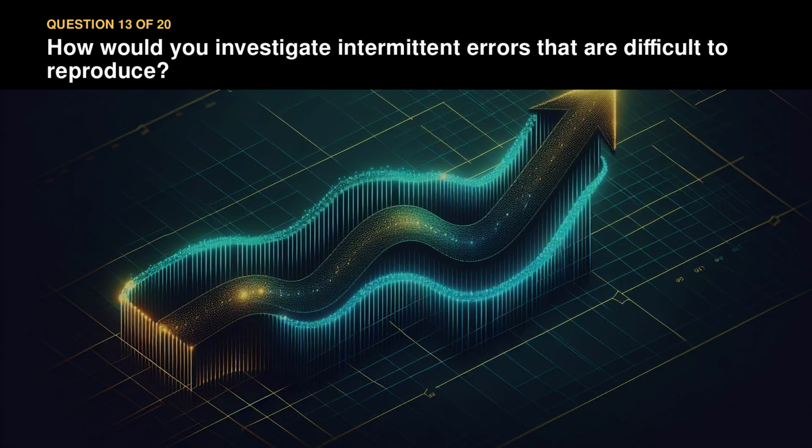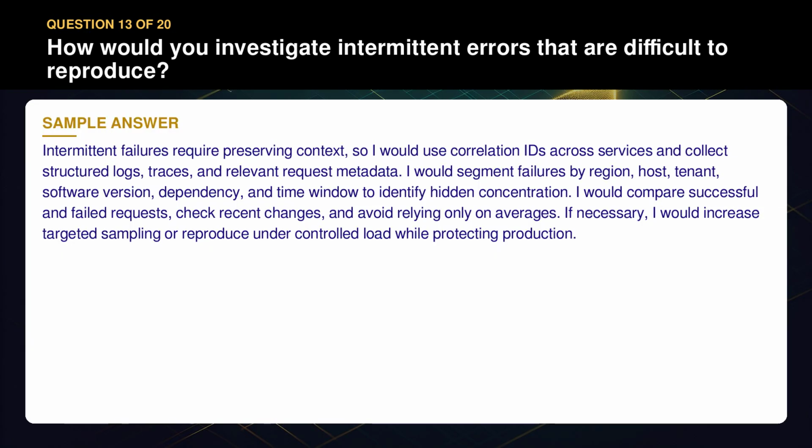Question 13. How would you investigate intermittent errors that are difficult to reproduce? Intermittent failures require preserving context, so I would use correlation IDs across services and collect structured logs, traces, and relevant request metadata. I would segment failures by region, host, tenant, software version, dependency, and time window to identify hidden concentration. I would compare successful and failed requests, check recent changes, and avoid relying only on averages.